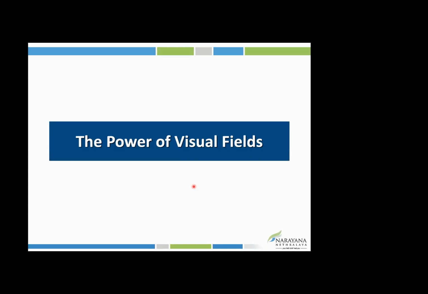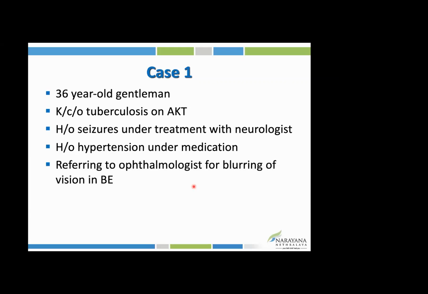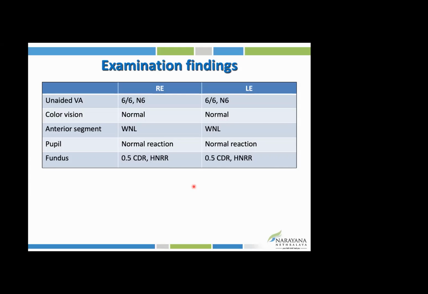So let me end by showing you an actual case scenario, how the power of visual field helps in reaching a diagnosis. This is case 1, a 36-year-old gentleman who came with a known case of tuberculosis on treatment. There was a history of seizures, and he was also being treated by the neurologist. There was hypertension under medication. He was referred to an ophthalmologist for blurring of vision in both eyes. If you notice, the vision is absolutely normal, color vision is normal, pupils are also fine, the fundus is perfectly okay.